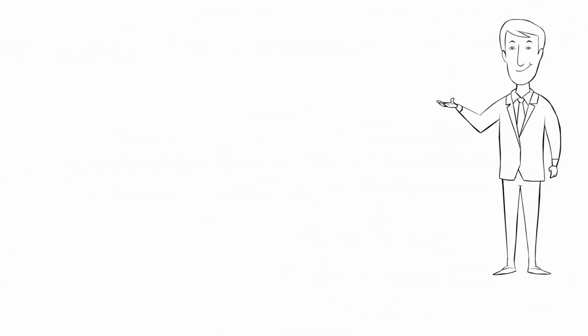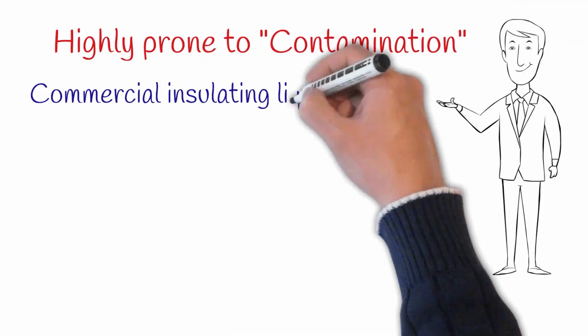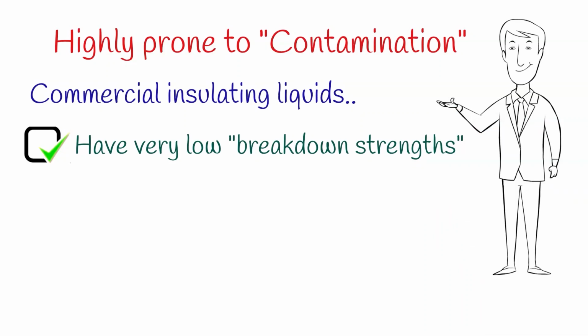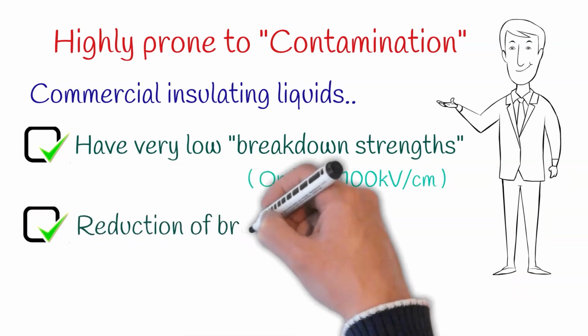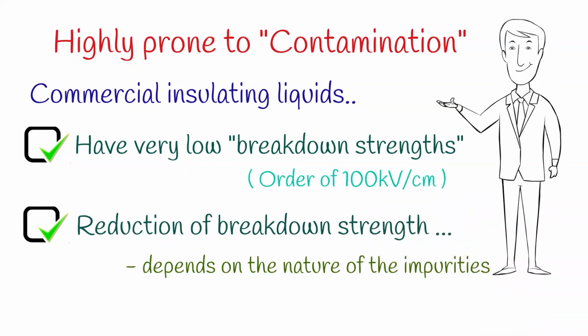But unfortunately, these liquids are highly prone to contamination. So the commercially available insulating liquids, which may not be subjected to elaborate purifying treatments, have comparatively low breakdown strengths, up to the order of 100 kilovolts per centimeter when they are used alone. In most cases, this reduction of the breakdown strengths depends upon the nature of the impurities contained rather than upon the nature of the liquid itself. But the effect of these impurities is relatively small for short duration voltage pulses, normally within the microsecond range.